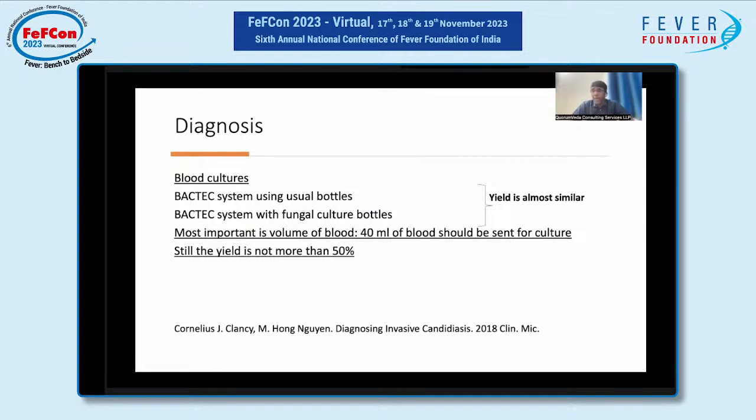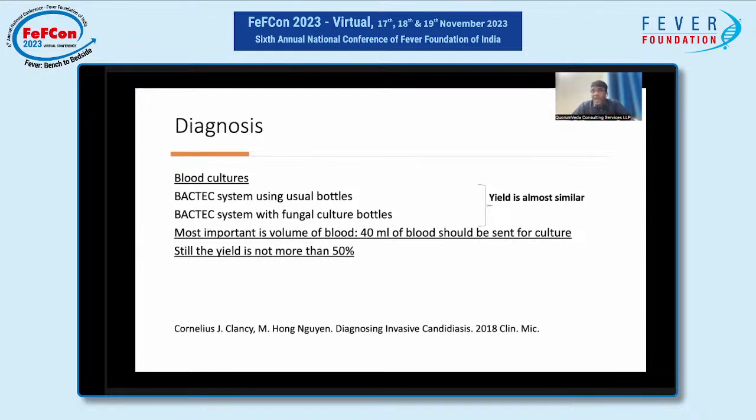The important thing is the volume of the blood. The most important is the volume of blood. You need to take at least 40 ml, 10 ml, 2 sets, 4 bottles, 40 ml of blood culture. If you take less than this, the yield is going to be very low.